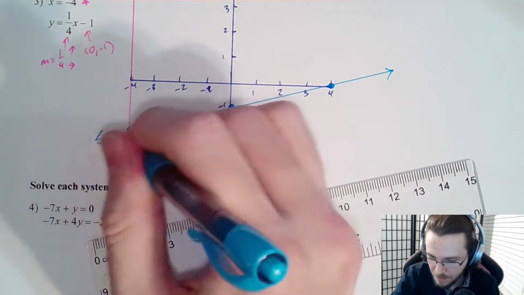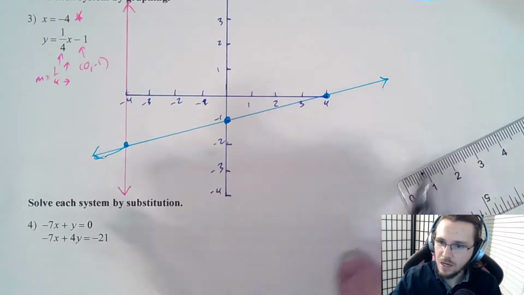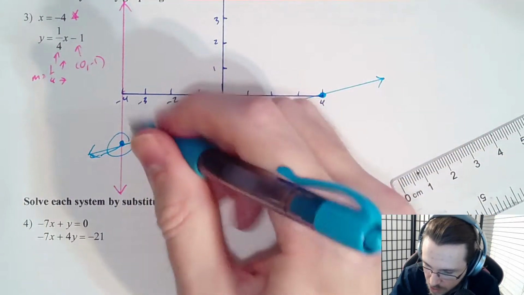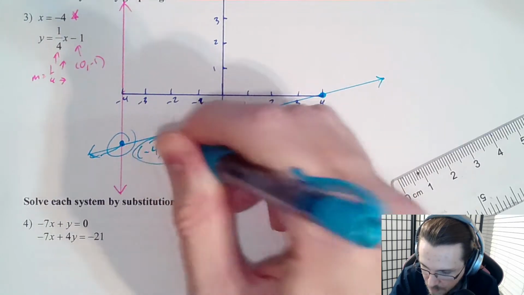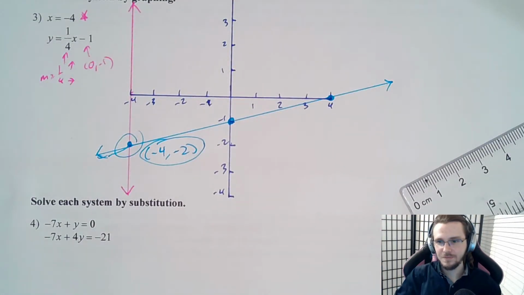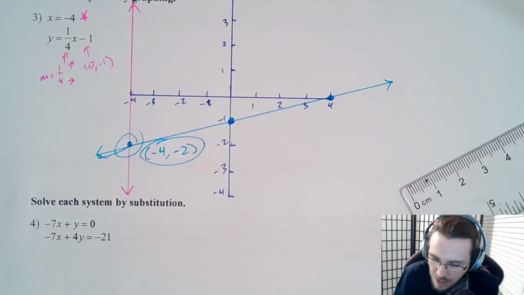Okay. Anyways, the answer to the problem is always where they intersect, which appears to be the coordinate -4, comma, -2. Easy peasy. All right, let's go to the next one.